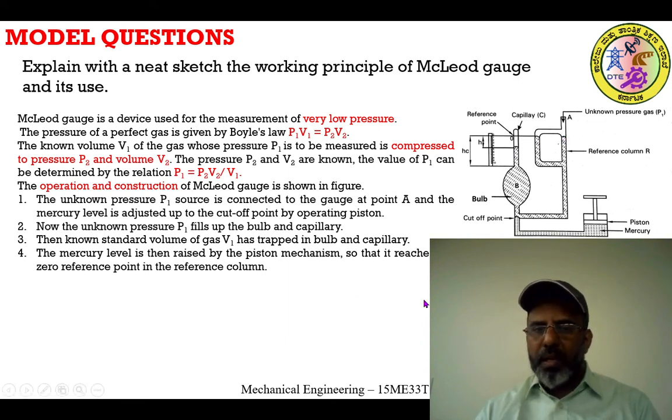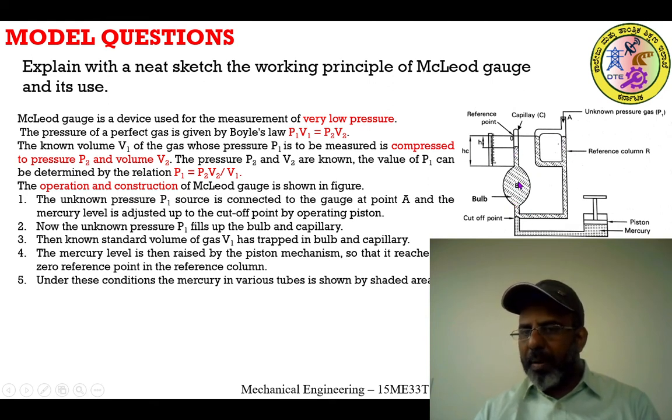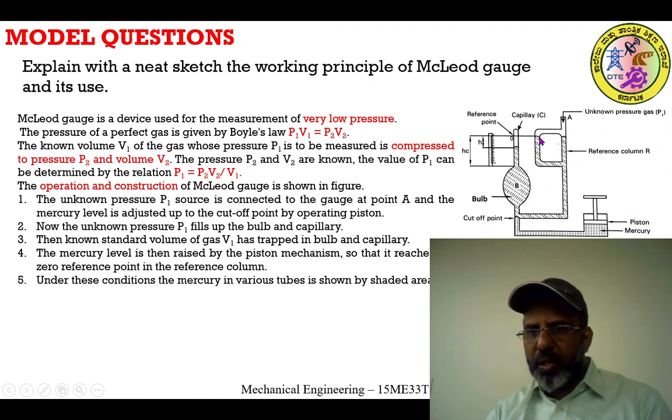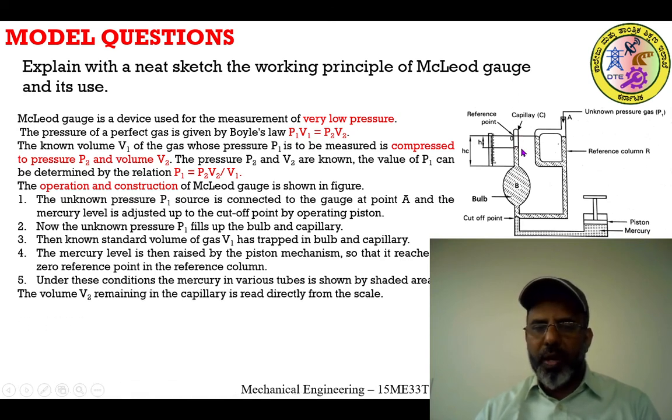Under this condition, the mercury level is shown in 45 degree hatching shaded area. After the trapping of the gas, the mercury level is raised until it reaches the zero level in the reference column, and here the mercury level is shown in 45 degree hatching. The volume V2 remaining in the capillary is directly read from this scale.